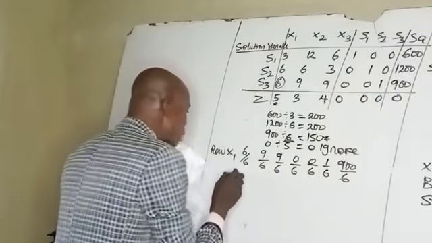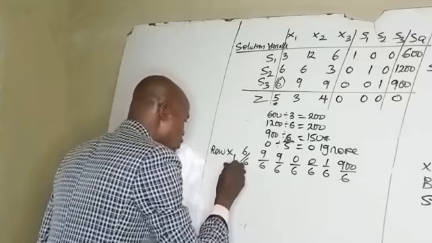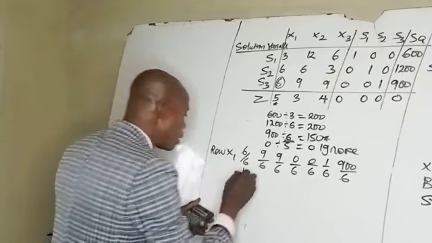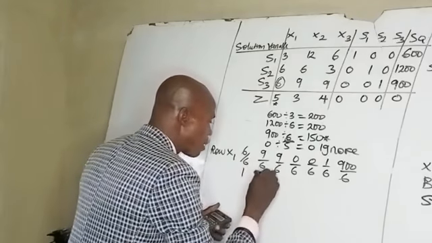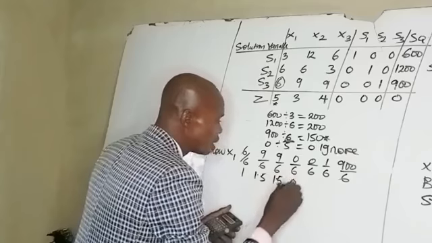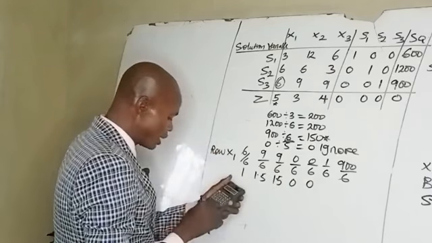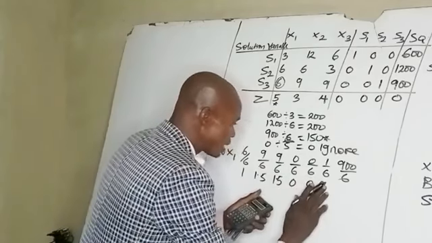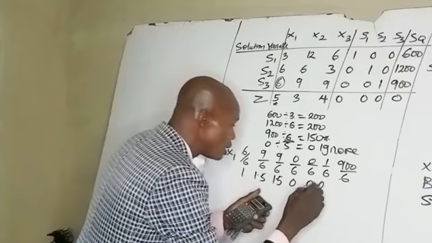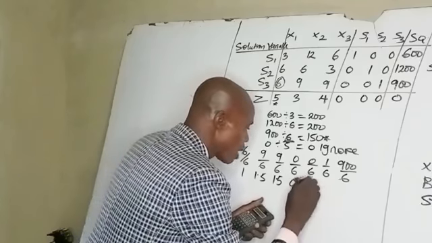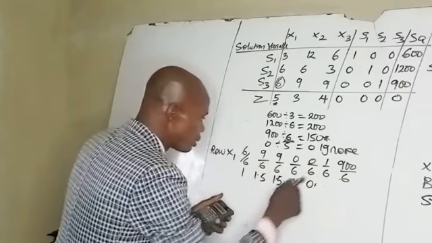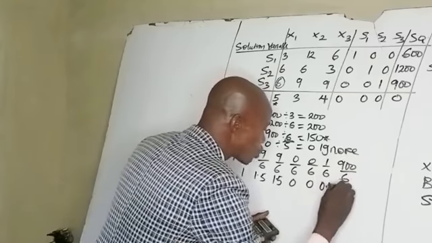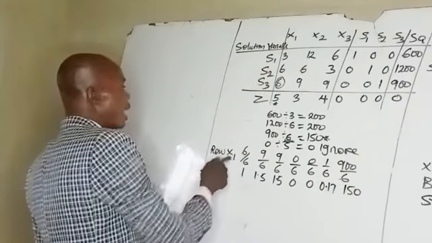That means the new row x1: 6 divided by 6, we have 1. 9 divided by 6, we have 1.5. This is 1.5. This is a 0. This is a 0. 1 divided by 6, let me just say 0.17. 900 divided by 6, that is 150. This is the new row x1.